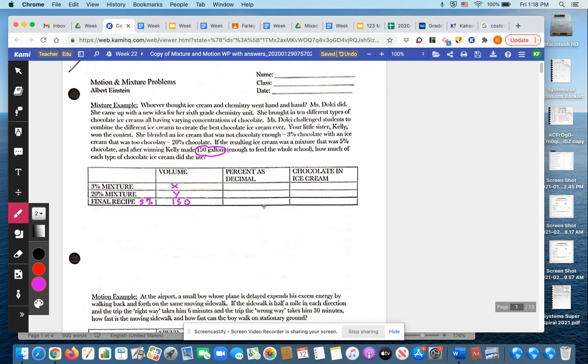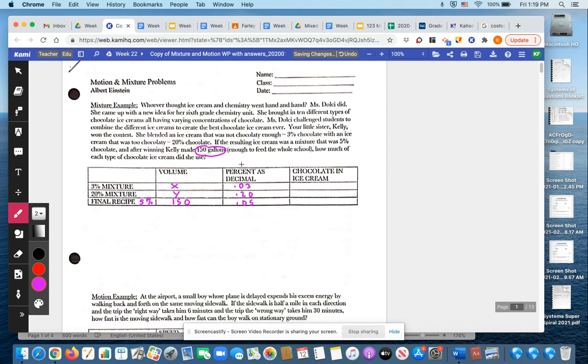Now, this table is here to help us. I oftentimes like to add this middle column, which is a percent as a decimal. All this is doing is helping me organize my information, and you'll see where it comes into play in a minute. But all I'm looking for in this column is I want you to take 3% and write it as a decimal, 0.03. I want you to take 20% and write that as a decimal, 0.20. And the final recipe of 5%, write that as a decimal, 0.05.